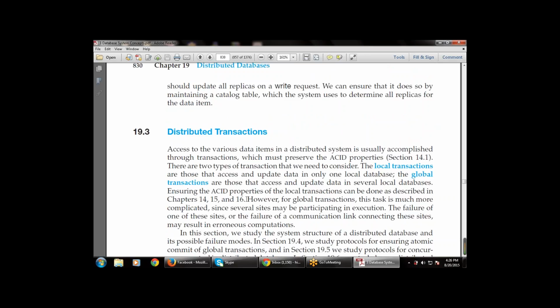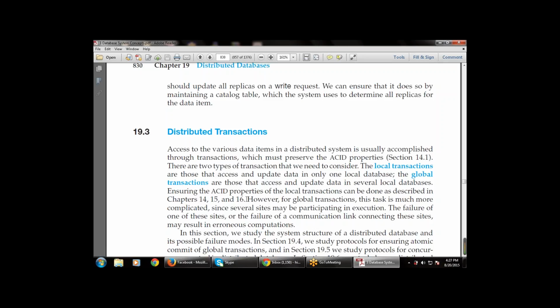Access to the various data items in a distributed system is usually accomplished through transactions. That is, whatever data items are available in the distributed system are accessed through transactions, which must preserve the ACID properties: atomicity, consistency, isolation, and durability. There are two types of transactions available. One is the local transaction, and one is the global transaction.